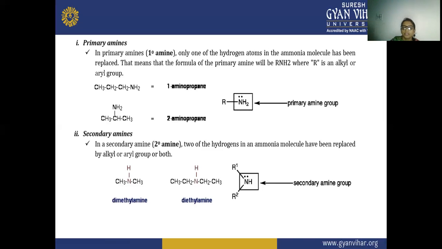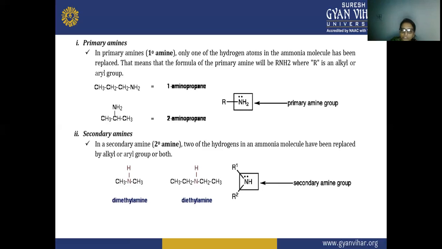aliphatic amine. In your primary amine, only one of the hydrogen atoms in the ammonia molecule has been replaced, and that means the formula of the primary amine will be RNH2, where R is an alkyl or aryl group. So in CH3, CH2, CH2, NH2, its name is 1-amino propane, because on the first position of this carbon atom, this amine is attached. So its name is 1-amino propane.